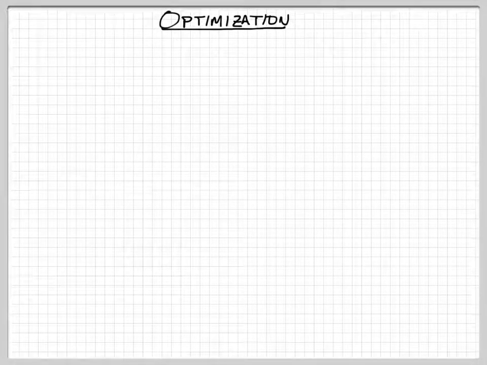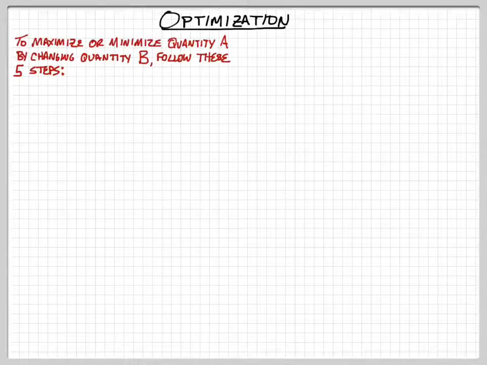In this video we're going to be talking about optimization, and this is going to be using derivatives and calculus in order to get us that optimized value. So what is optimization? That's when we are trying to maximize or minimize quantity A, whatever that might be, by changing or modifying quantity B.